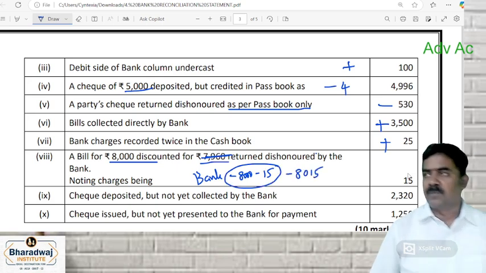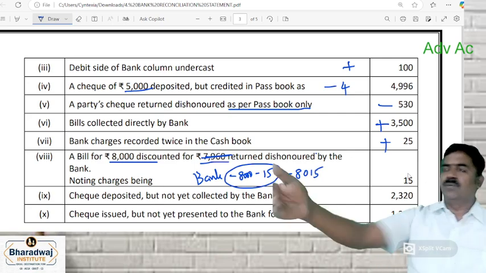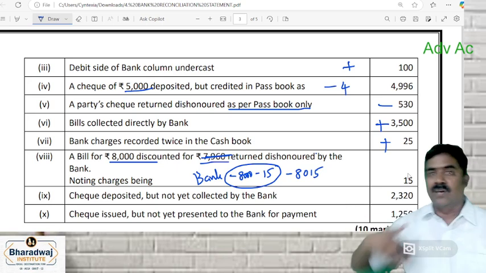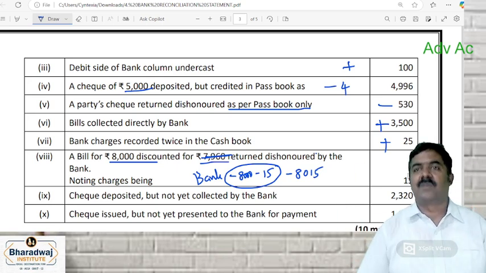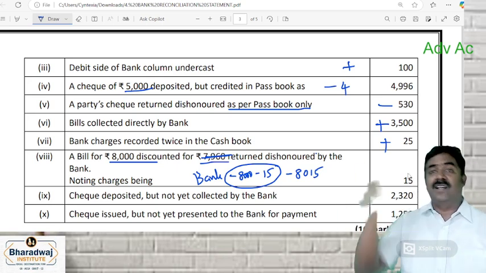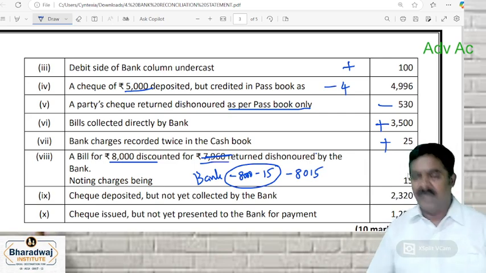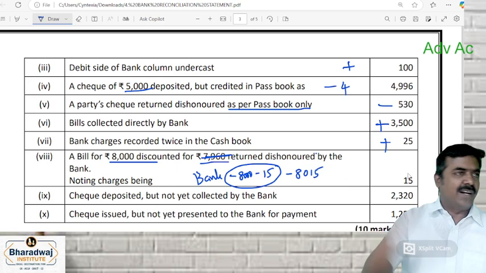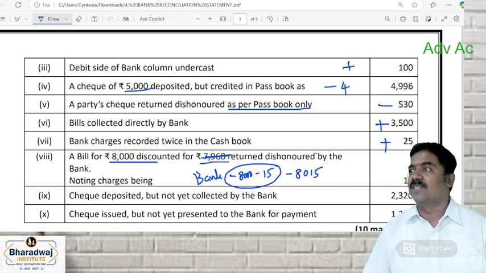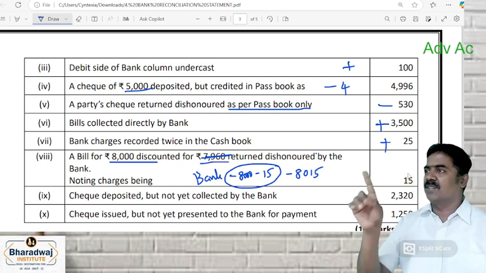We would have reduced 8,050. For example, the customer is discounting the bill, and the bill is dishonored. What will they do? We'll pass an entry from the debtors account to the bank account, we'll see that later. But while reducing, how much amount will the bank reduce? Bill value plus noting charges.